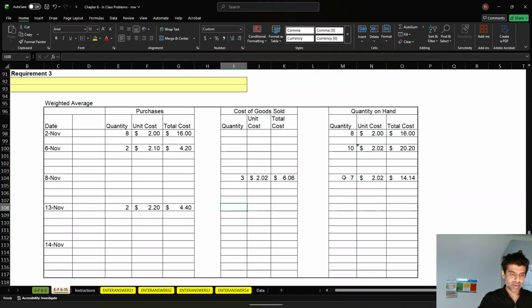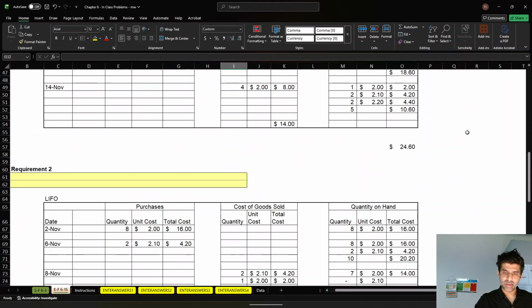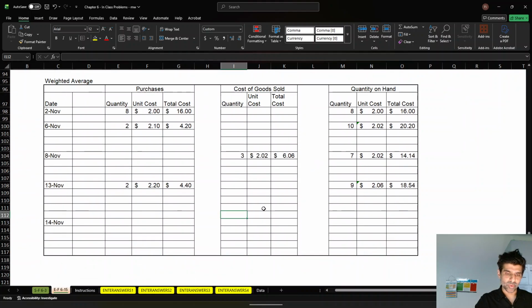So I'll delete this. But now, as I said, the purchase of new inventory is going to trigger a recalculation. In this case, I'll just do the same steps. What is the new total value of my inventory? It's this beginning balance plus what I'm adding, $4.40. How many units do I have? I had 7. I'm buying 2 more. So my weighted average is just the total value divided by the number of units, so $2.06.